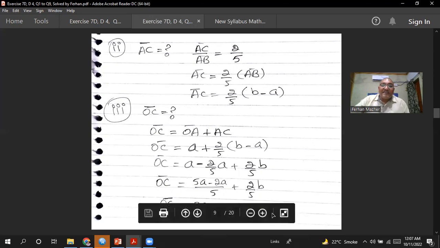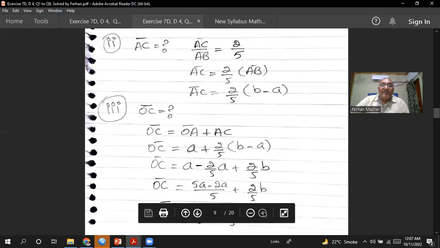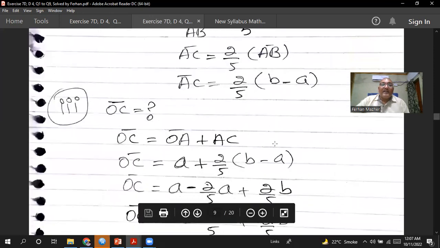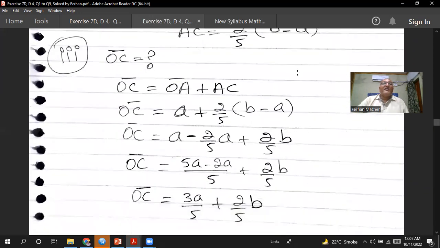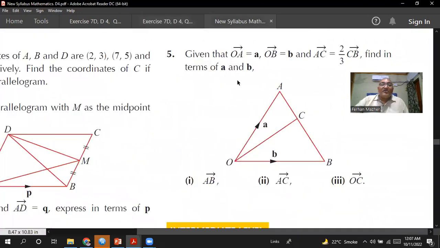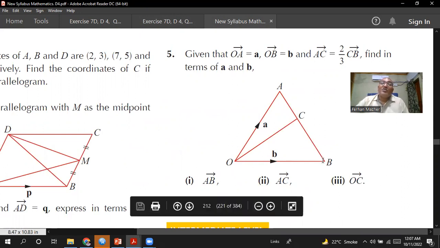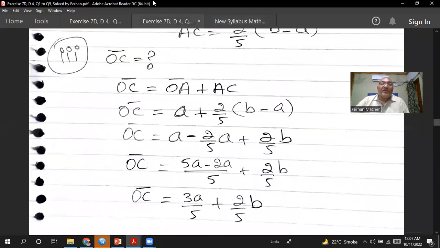The next thing they are asking me to find out is OC. They want me to find out the OC. Okay, if you want me to find out the OC, let me see. OC, from O go to A, from A go to C. That is one bypass. Other bypass can be from O go to B, from B go to C. Because I have already found the AC value, so I'm going from that bypass. There can be many bypasses.